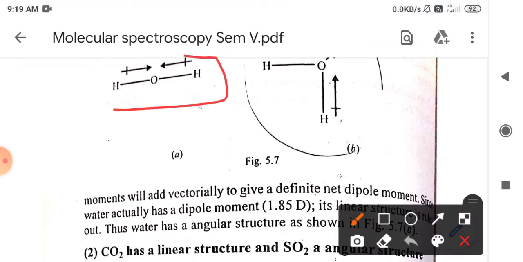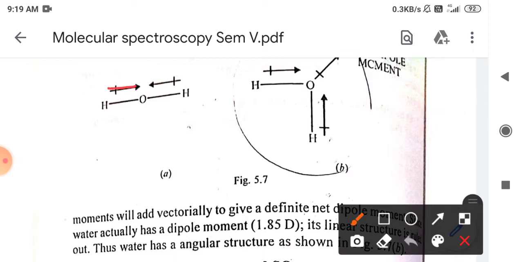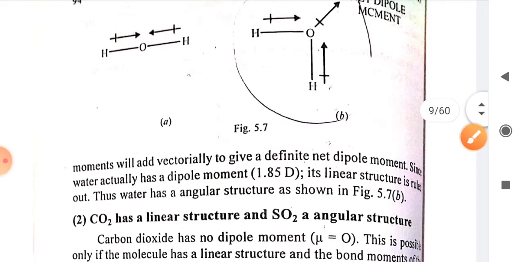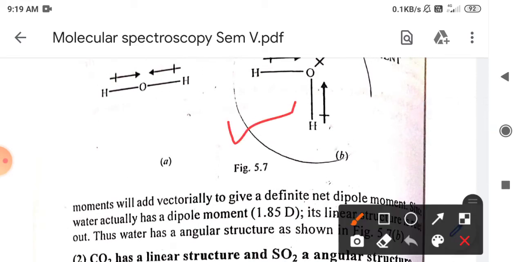So in the linear structure, what will be the expected dipole moment value? Due to the opposite direction and equal magnitude of the two OH bond moments, one OH bond is directed in this direction and the other OH bond in the opposite direction. Due to the cancellation of the bond moments, we get zero dipole moment, but experimentally we have observed a certain dipole moment in the water molecule. So what will be the conclusion? Due to the experimental value of around 1.85 D, we can say that it is not linear but angular.